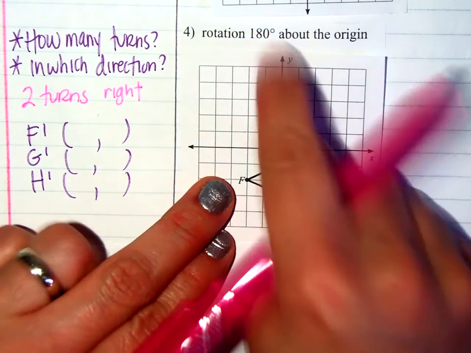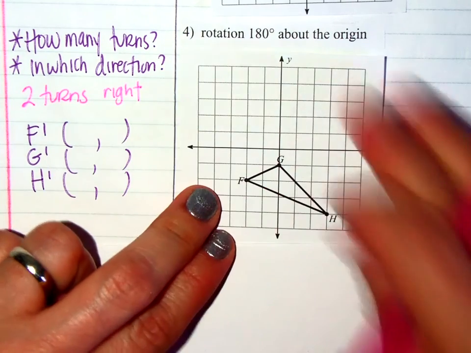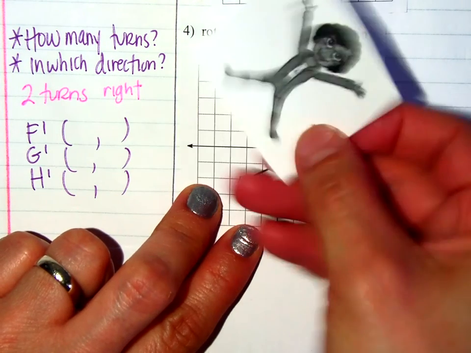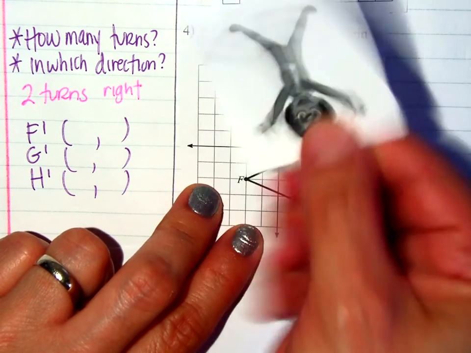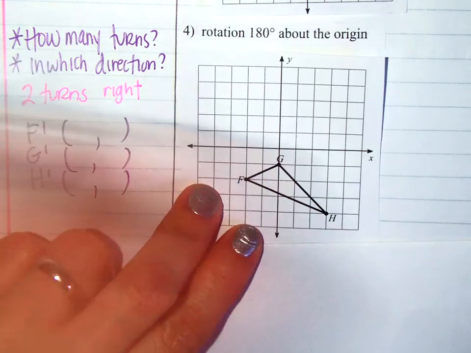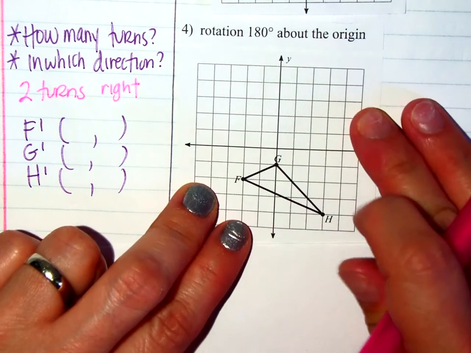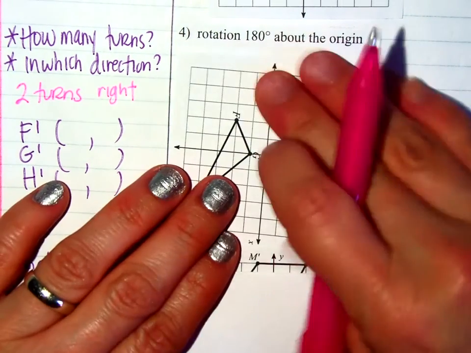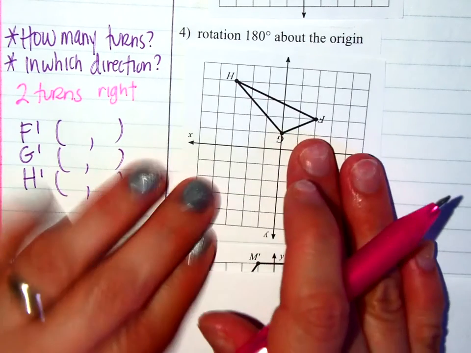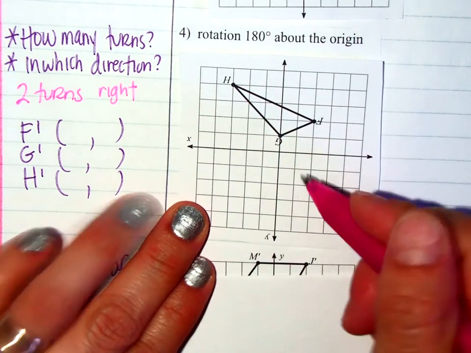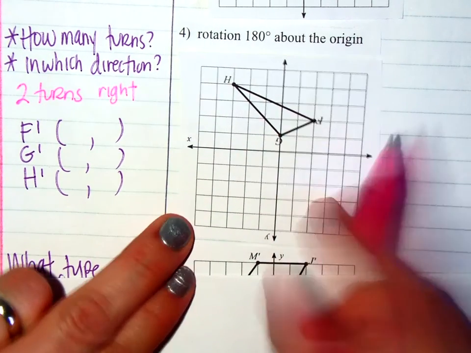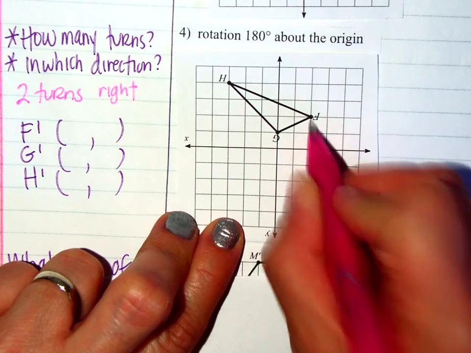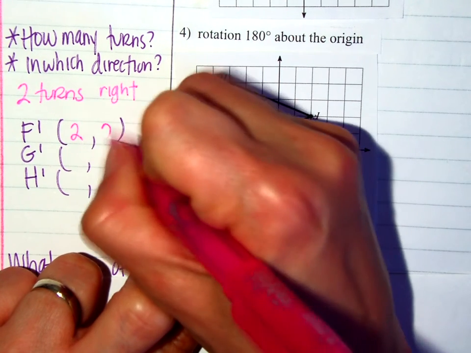Here's our original. We want to turn it 2 turns to the right. So remember, I'm going to turn 1 turn and then 1 more turn so that I'm upside down. Okay, so we're going to turn it. This is 1 turn. This is 2 turns. And now we're going to write the coordinates of our image. So F prime is going to be at 2 to the right, 2 up. So 2 to the right, 2 up.